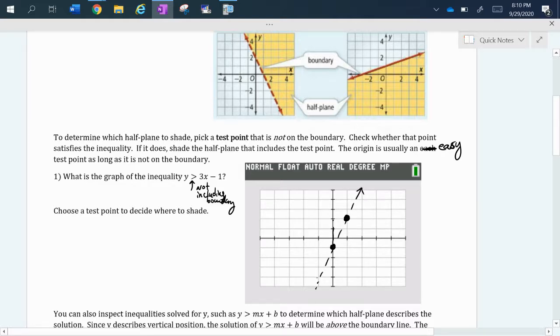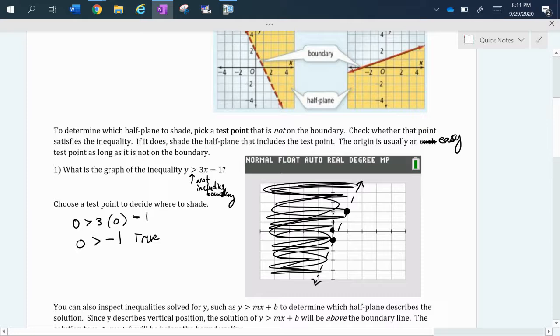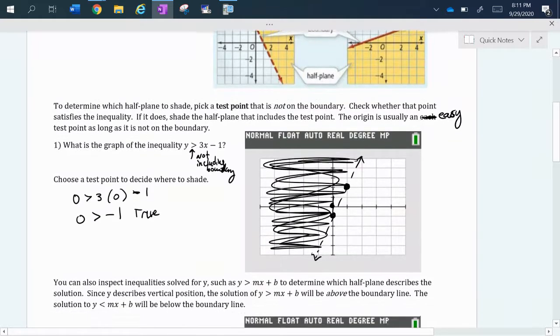So then I'm going to choose a test point to decide where to shade. So I'm going to pick the origin. Now notice the origin is on the left side of this boundary line. So if I plug 0, 0 into this inequality, I get 0 is greater than negative 1. And that is a true sentence. So I'm going to shade the half plane where the test point is. If I would have gotten a false sentence, then I would shade the region where the test point was not.